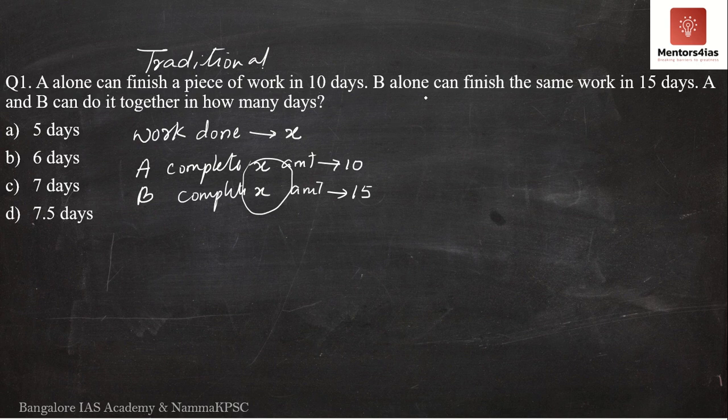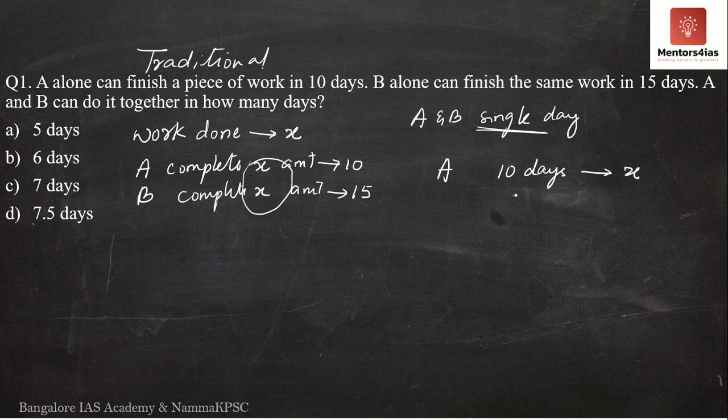So what I'm going to do is, let me first determine how much work A and B can do on a single day. So how do we find this out? Take A first. A takes how many days? He takes 10 days to complete X work. So in one day, how much work will he complete? This is very simple now.